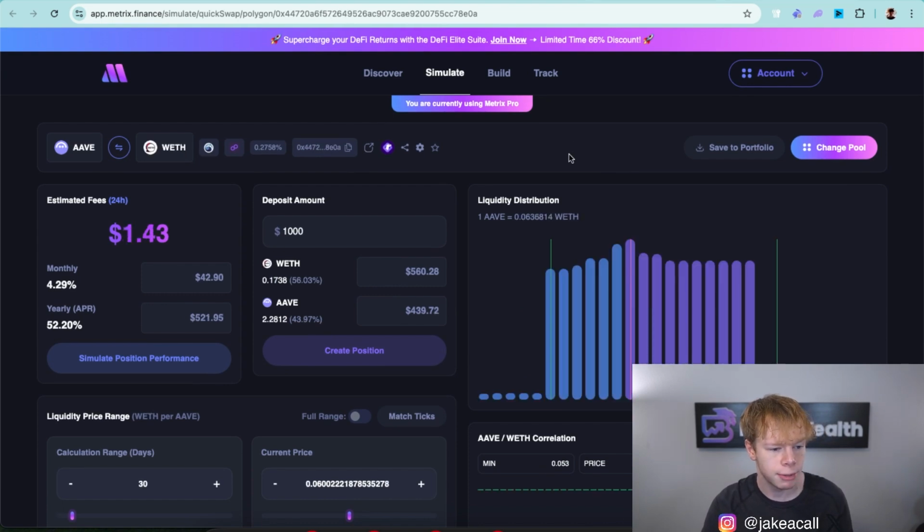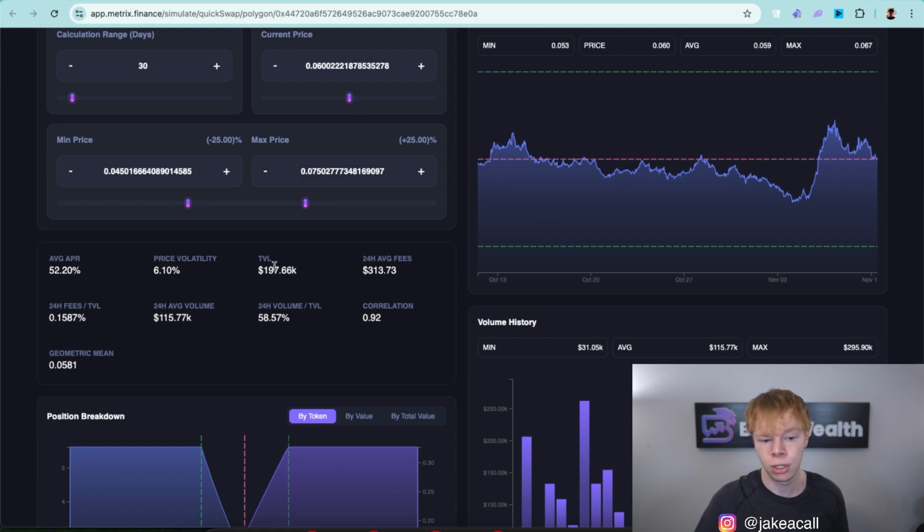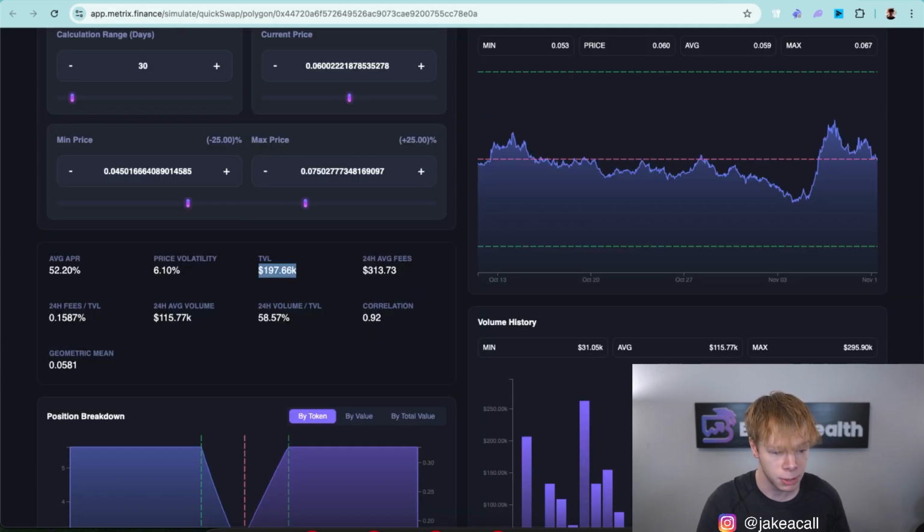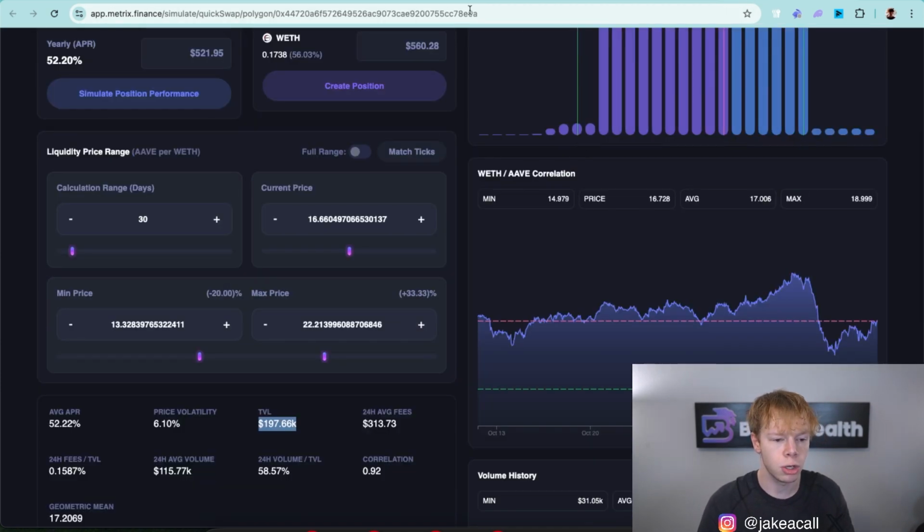And then of course we have AAVE to Ethereum over here on Polygon on QuickSwap, basically. Now this one has a TVL of $200,000, so we cannot scale this. I would recommend looking at a different AAVE to Ethereum liquidity pool if you are looking to go in with a larger amount of capital on this specific pool. Look at one on Uniswap or Optimism or Arbitrum or something along those lines.